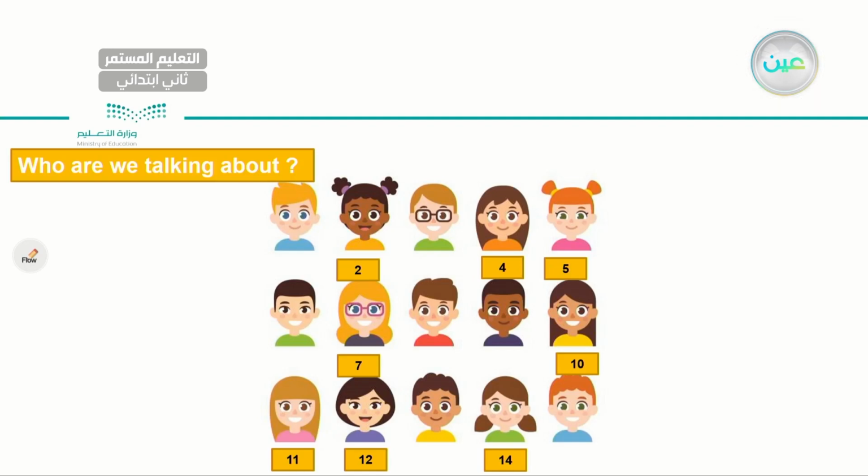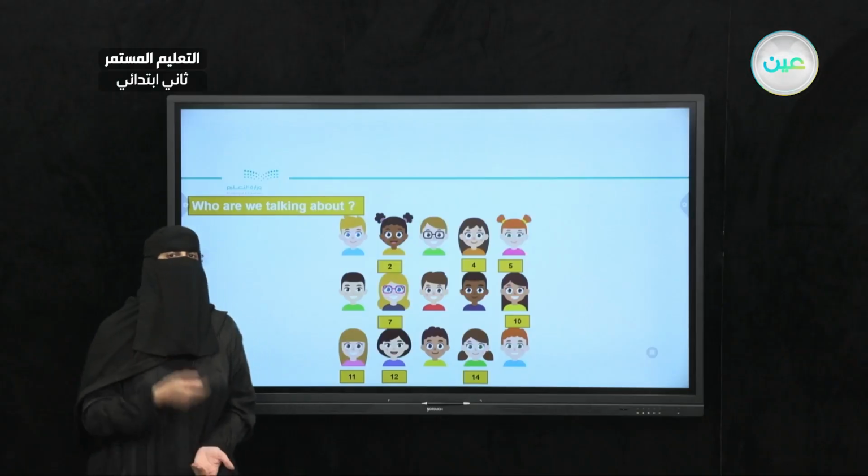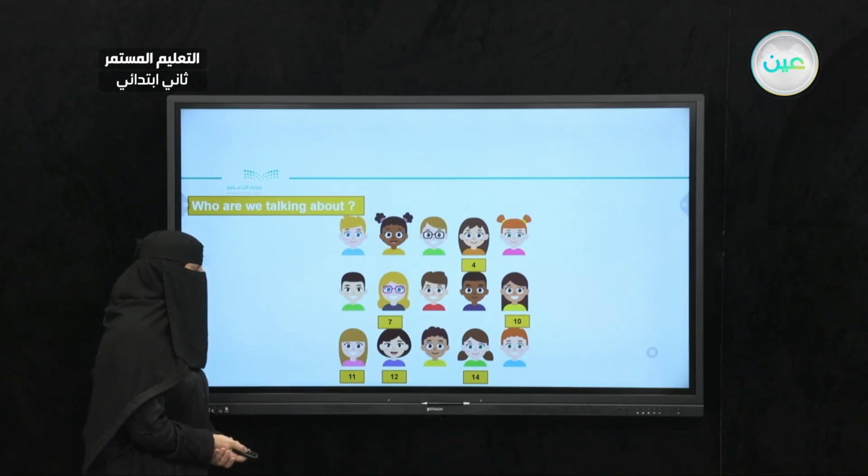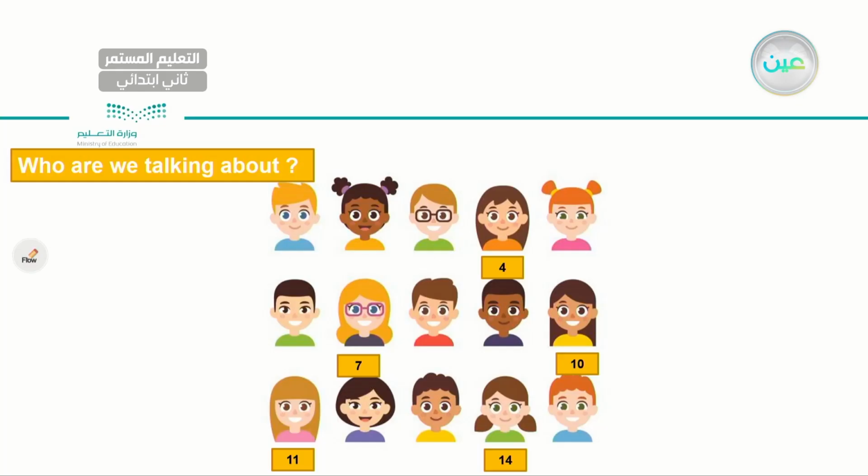Okay? Now I'll try to give you another hint. The girl I'm describing has got long hair, not short hair, long hair. So some girls here are leaving the game. Number 2, very good, number 5, and number 12. Now, also number 14. Now, I have only 4 girls in this game. Number 4, 7, 10, and 11.